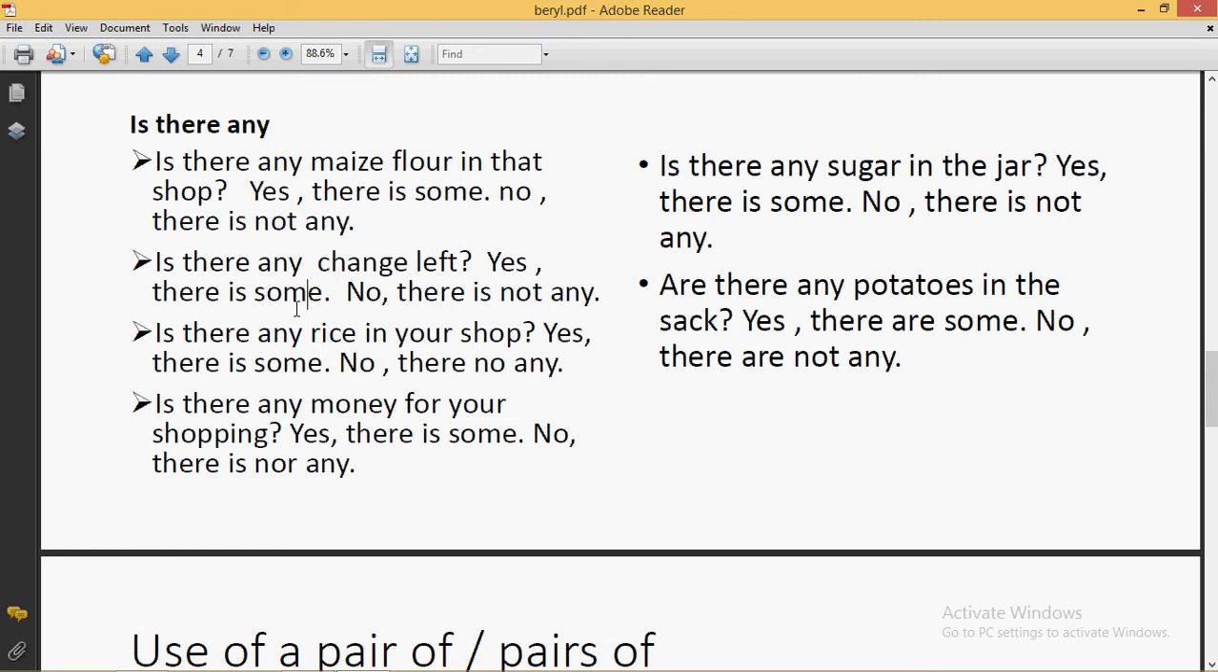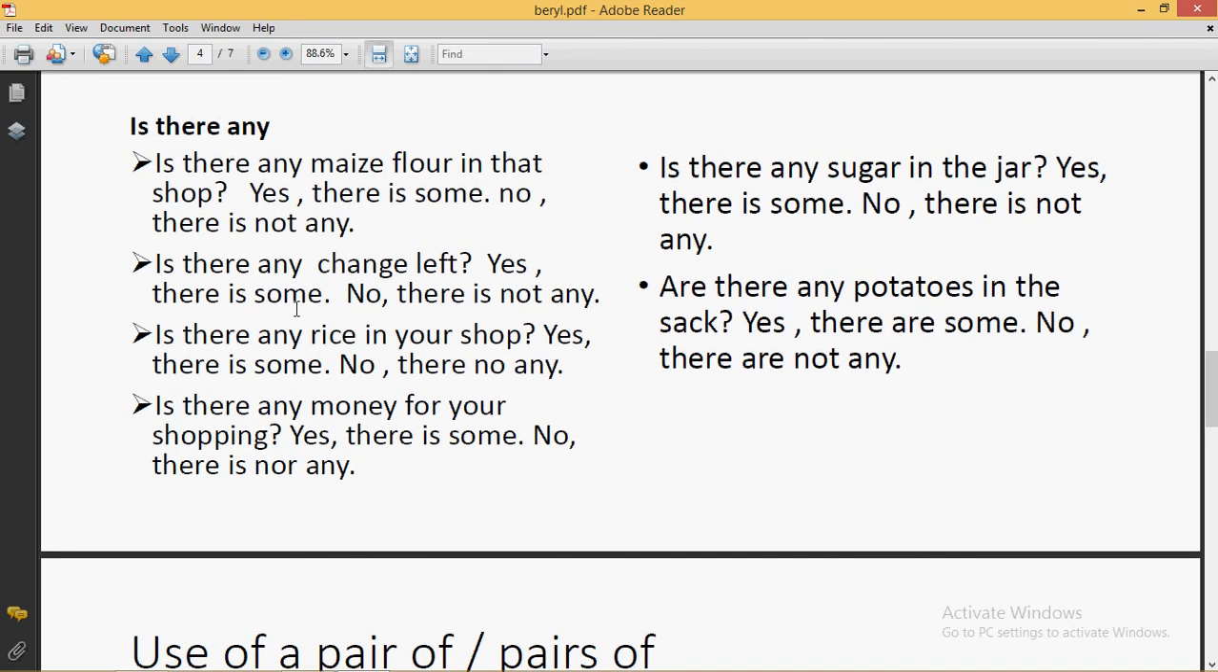Is there any rice in your shop? If you go to the shop and you ask the shopkeeper, is there any rice in your shop? Then if the shopkeeper has the rice, he will say, yes, there is some, or no, there is not any. There isn't.